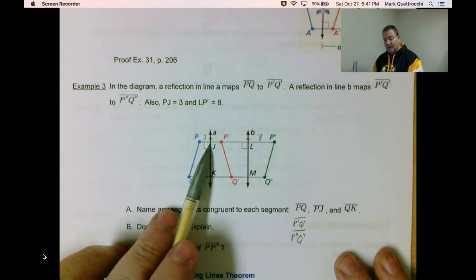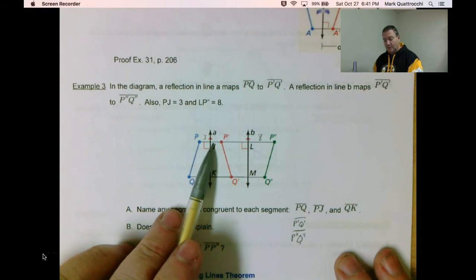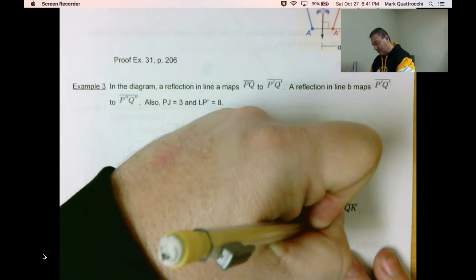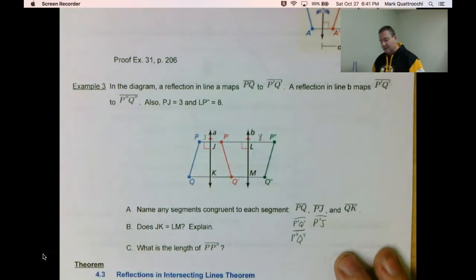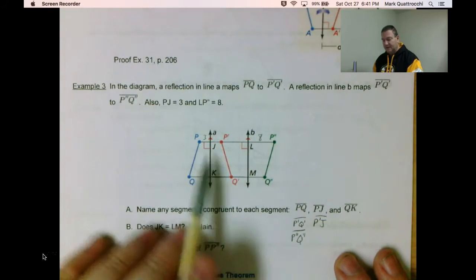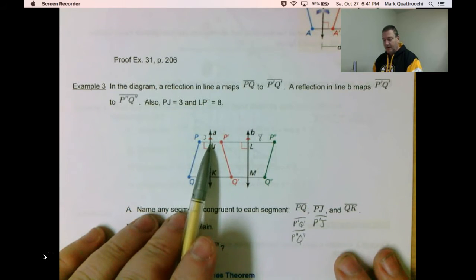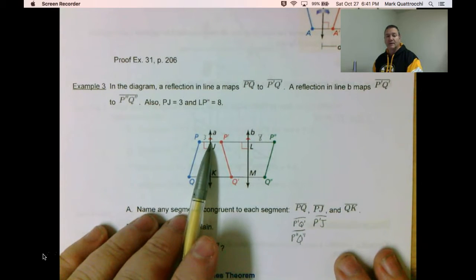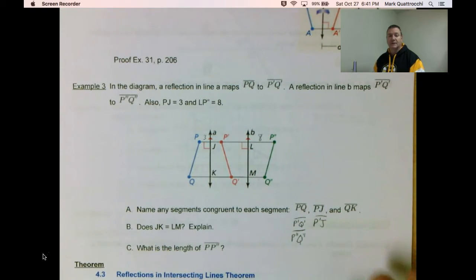Well, yeah, PJ is congruent to P prime J, which I think is a little bit different on the answer key. It does say P prime J prime. J prime is the same point as J. It's just not written in this diagram here. But J and J prime are the same point because they're both on the line of reflection. I showed you before, that's like the mirror and the fingers touching each other.